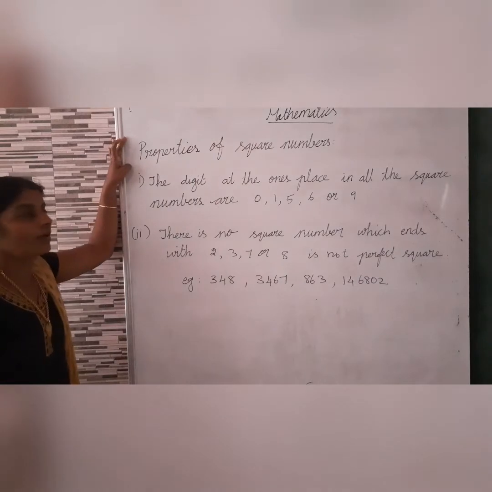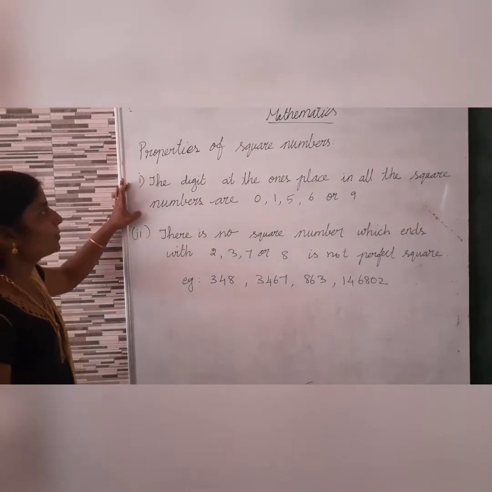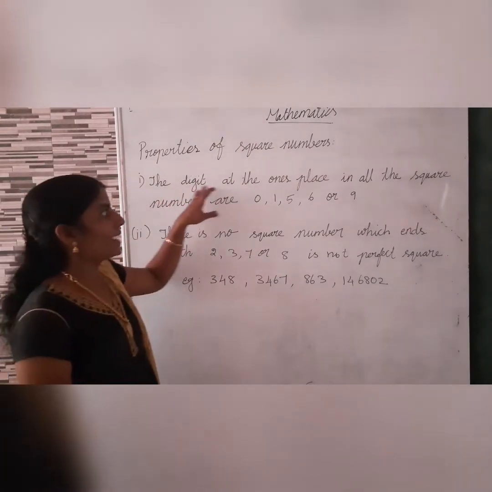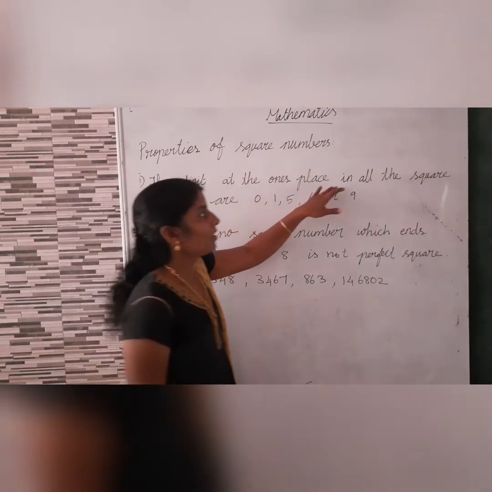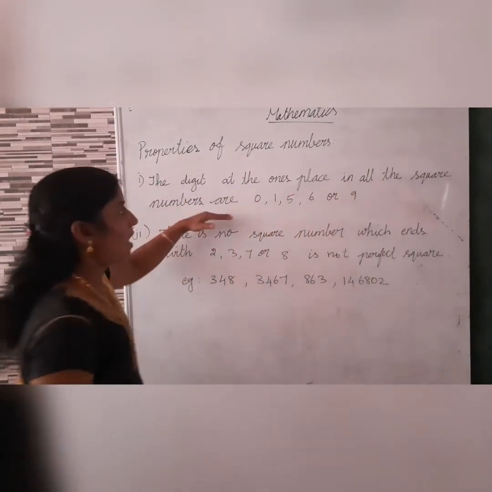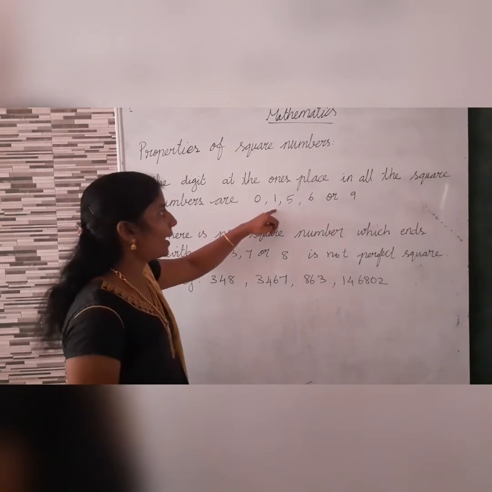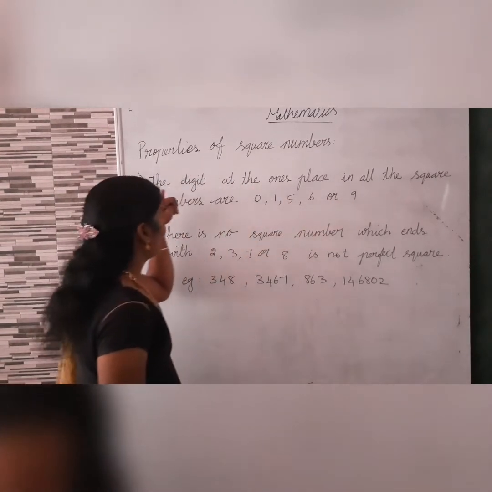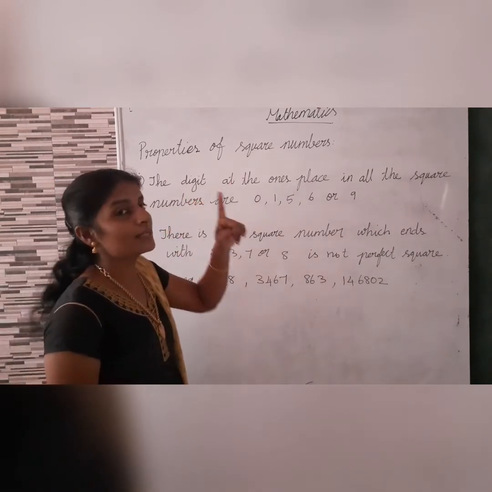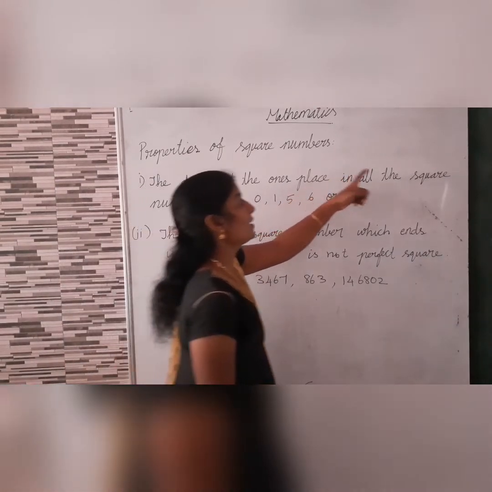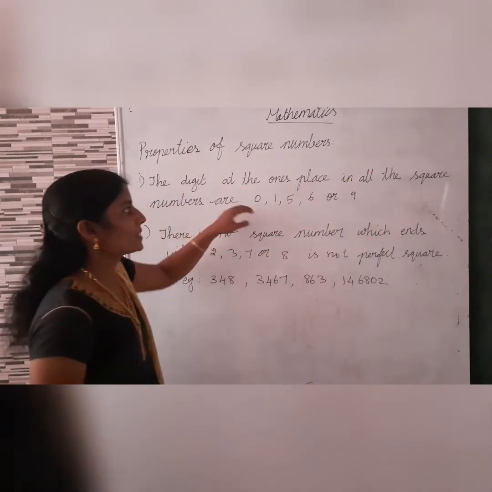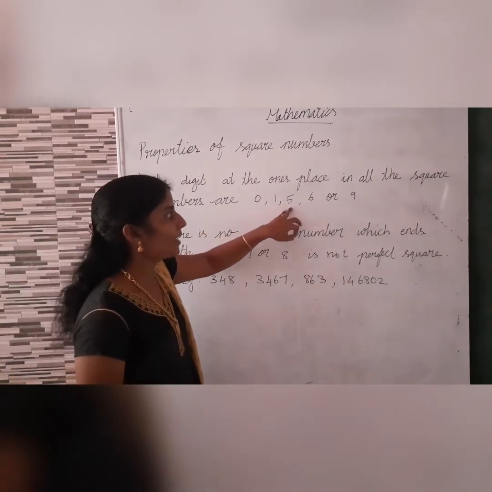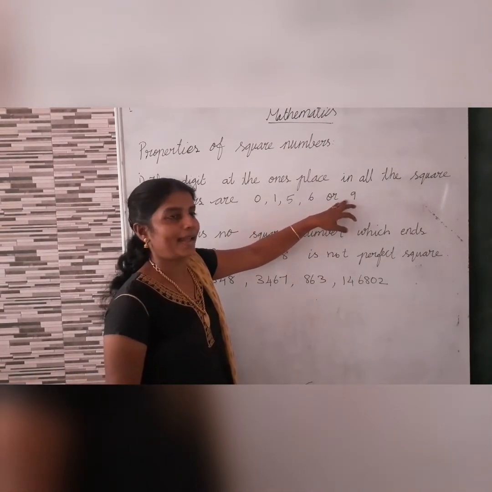Then, properties of square numbers. First one: the digit at the ones place in all the square numbers is 0, 1, 5, 6 or 9.